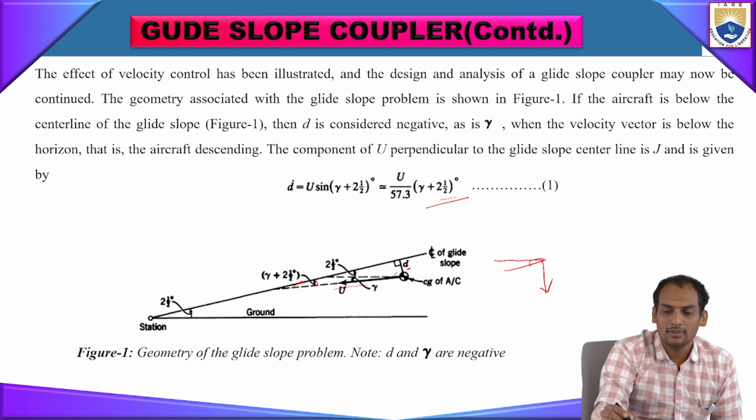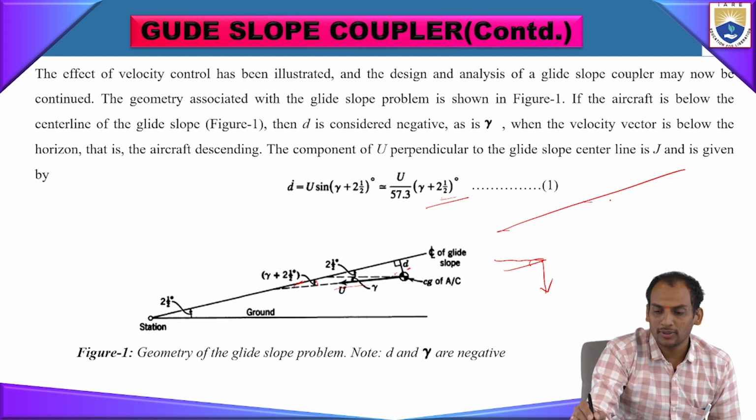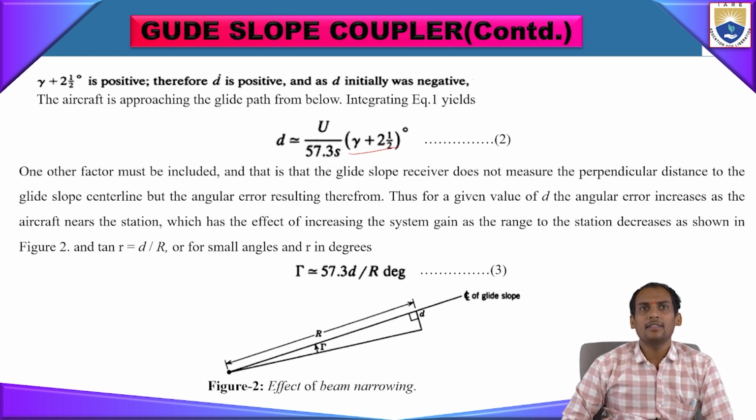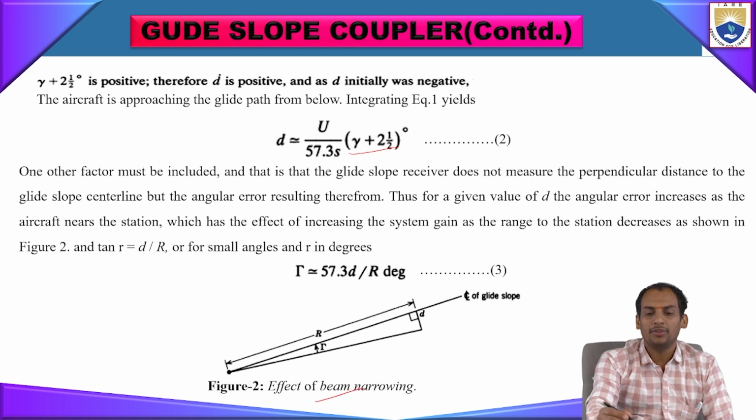And if you write it like this, this is the way the angle has been changing from point to point. So the angular error has been increasing as the aircraft approaches the station, which means increasing the system gain as the range to the station is decreasing in this figure 2.